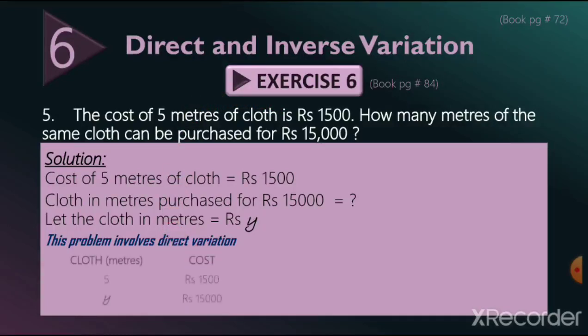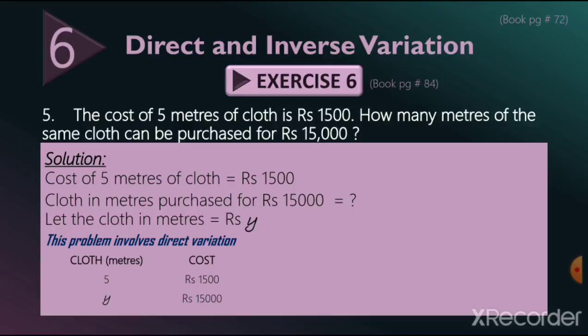So here we are going to draw the table for cloth and cost. We have written that for 5 meters the cost is rupees 1500, and we have to find for rupees 15,000. Okay, now we are going to place the arrows.